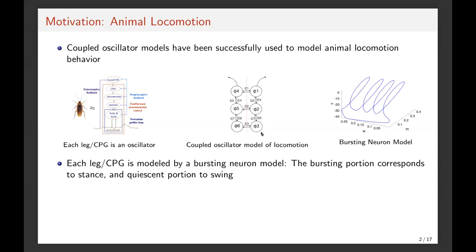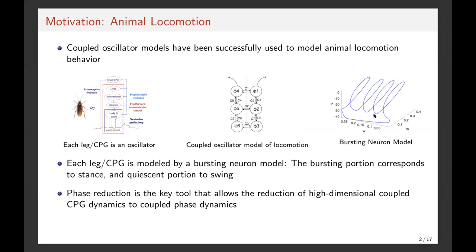This is what you can see, this is our network. Each leg is connected to its nearest leg. We have six legs in total, so we model these six coupled legs with 24 equations. Each oscillator is in fact a burst, which is a sequence of spikes followed by a quiescent duration. Each CPG is modeled by a bursting neural model, and the burst portion corresponds to the stance, and the quiescent portion corresponds to the swing.